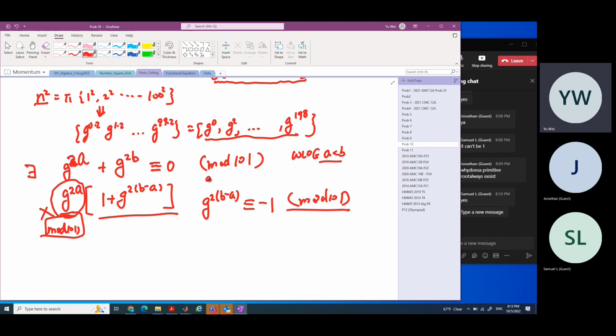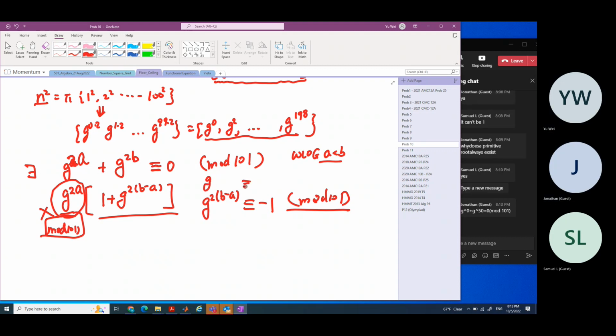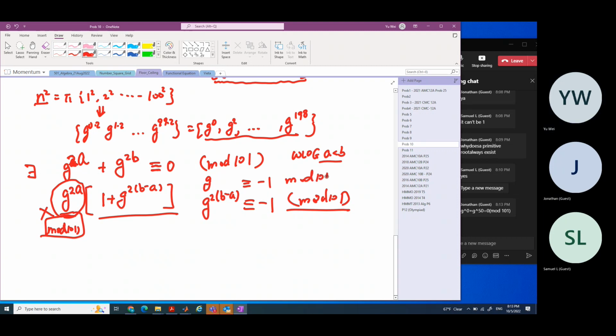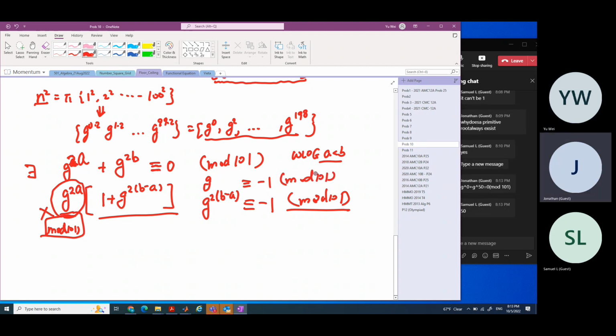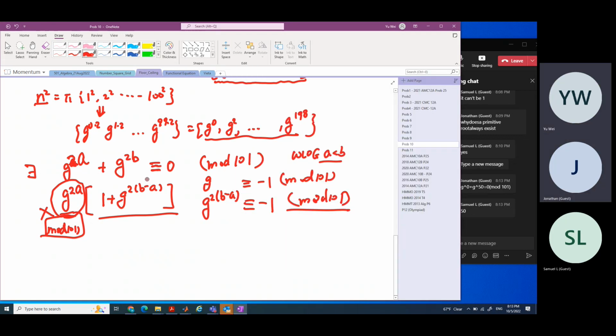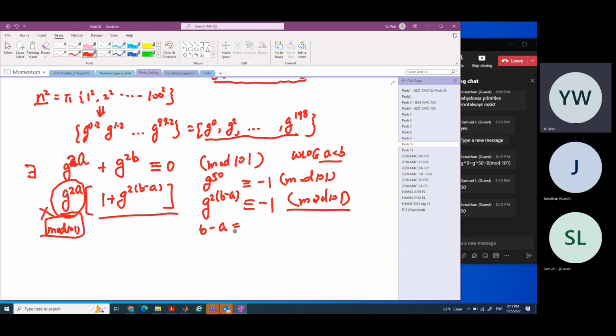So do you know which number, g to the which number, is -1 mod 101? Yeah, g to the 50, right? So you know g to the 50 happens with this. That means b minus a equals 25, right?